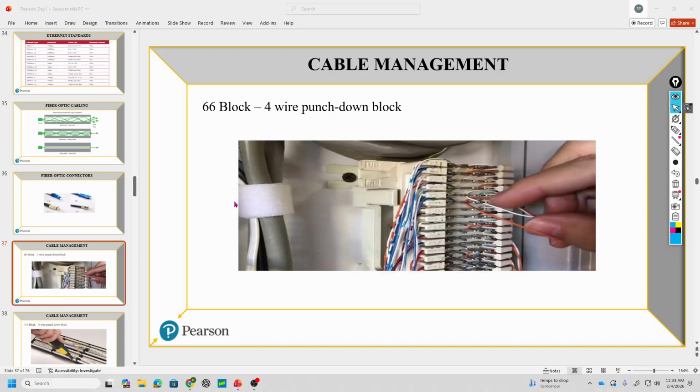Now, cable management. Here's a picture of an old 66 block. It was a 4-wire punch-down block. This was your old telephone communications. Not really in use today. You may still run across them in the basement of big, high-rise buildings that had analog phones back in the day. But they're not really in use today. But you do need to know what it is. But you notice there's nothing there to really tell you which wire goes where, right? You kind of had to know that.